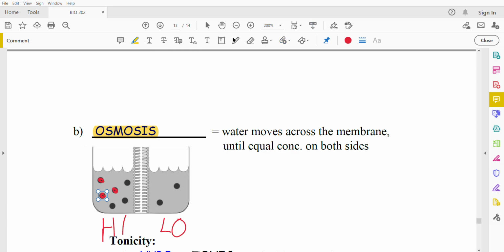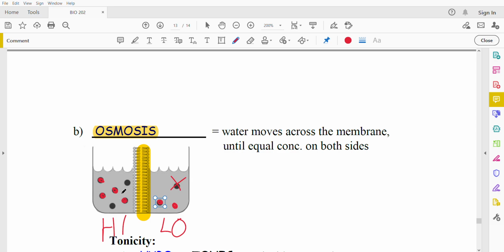However, this time what we notice is the challenge that these molecules themselves, these red dots, cannot cross the membrane. They are prevented from crossing the membrane. However, we still want to have the same amount of dots on both sides. You notice that there's only 2 of those here initially. We don't pay attention to this one. So how can we make sure that there's the same concentration on both sides?